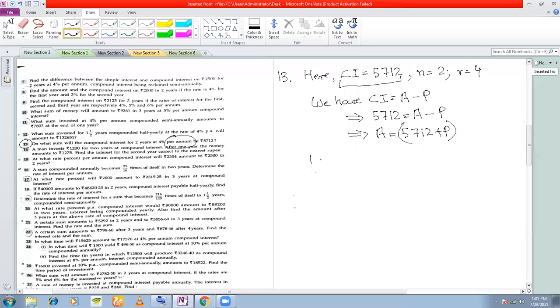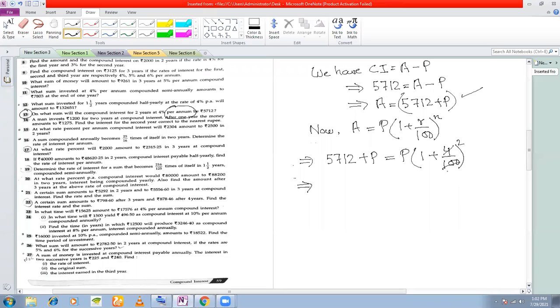Yes, sir. Now we use the compound interest formula. Amount is equal to principal times 1 plus R by 100 to the power of N. Now the amount, how much have we got here? We have got the amount as 5,712 plus P. Put the value here. Write the right hand side as it is: P into 1 plus R by 100 to the power of N.